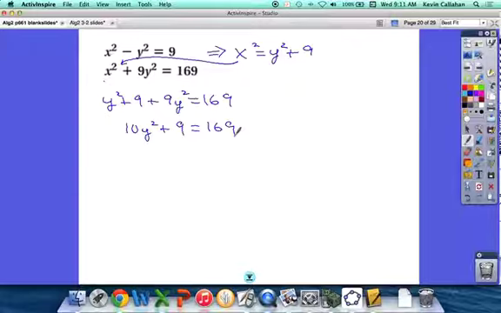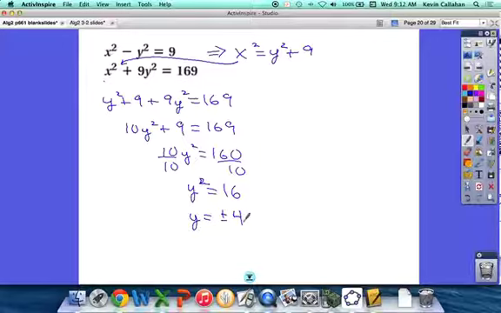Then what? Subtract 9. 10y squared equals 160. Then what? Divide by 10. Y squared equals 16. So now we're not done yet. Solve for y. How do I solve for y if y squared is 16? Take the square root. Okay, what's the square root? Plus or minus 4. Remember, when you take the square root, you got to give both the plus and the minus.